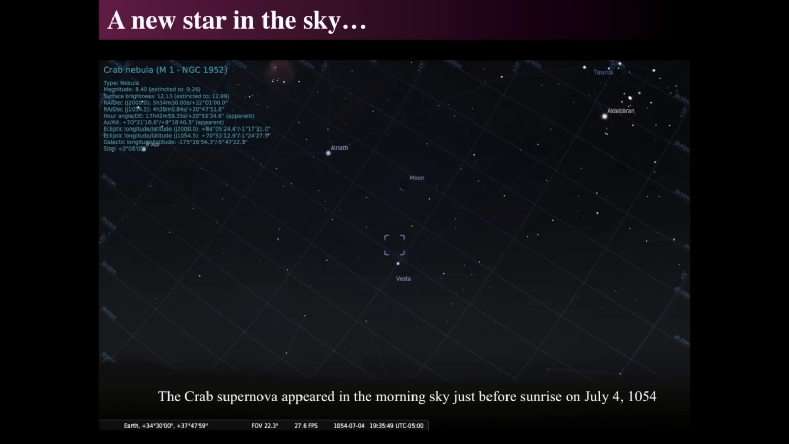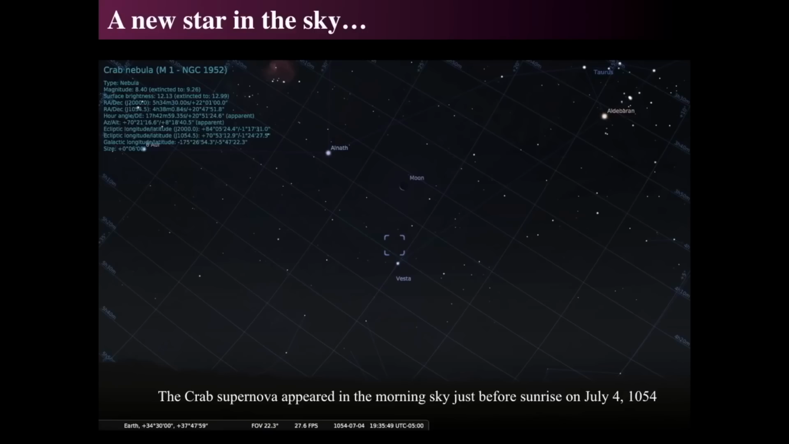Because if you use a planetarium software such as Stellarium, you can go back in time to, say, July 4th, 1054, and you find just at the morning sky, the moon was right next to the Crab Nebula, and it was a crescent moon. The crescent moon itself was right above the Crab Nebula, and then the sun rose rather rapidly after this.